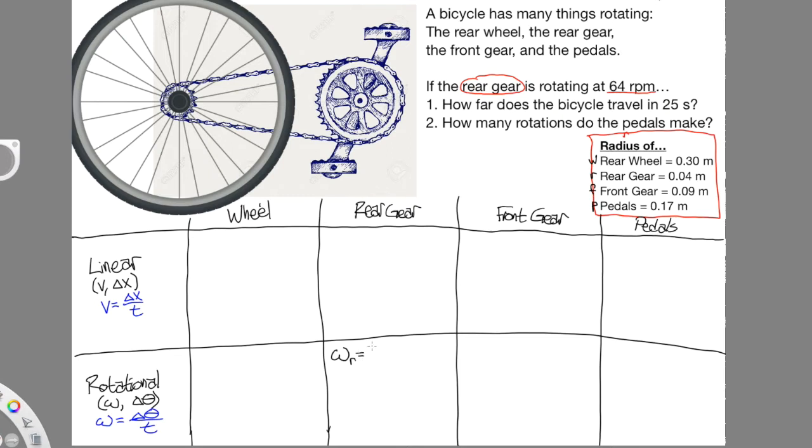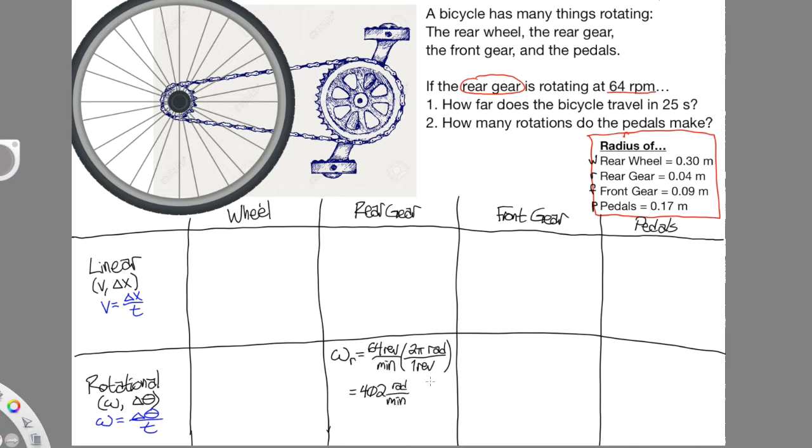So this 64 revolutions per minute is an angular velocity. It's some angle, some number of rotations over some time, but it's not in our SI units yet. So it'll be good to convert this into SI units first and foremost. So that will involve first converting the revolutions into radians, and there are 2 pi radians in every 1 revolution. So that would give us about 402 radians per minute.